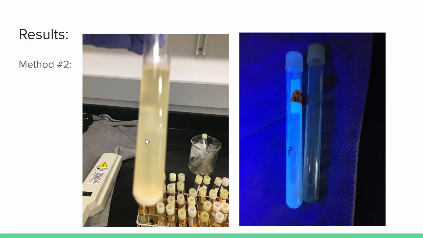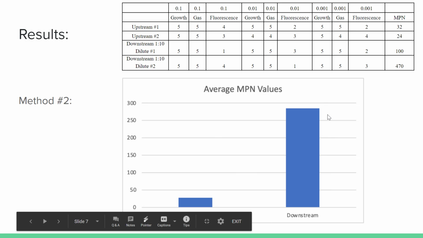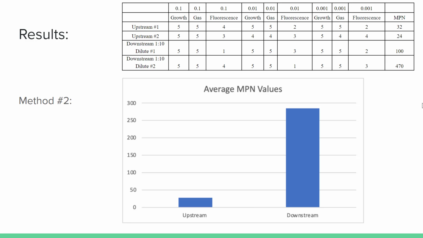So for the results in method number 2, the important part again is to look at the MPN values. In the two upstreams, it's 32 and 24, and in the two downstreams, it's 100 and 470. I averaged the MPN values, and as you can see, downstream has a larger MPN value as an average than upstream. I did not show standard deviation, but there is much difference between the two upstreams and the two downstreams.